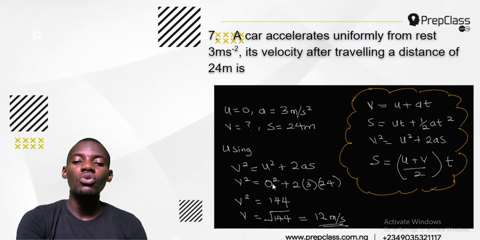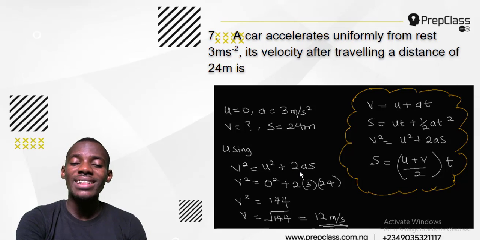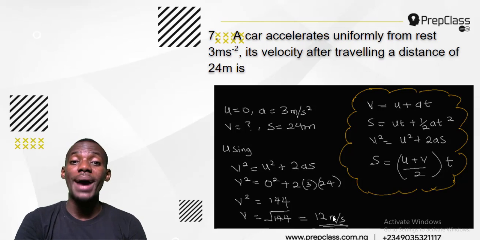So my U square is 0. Then my 2 is 2, my acceleration is 3, and my S is 24. So my 0 square is 0, 2 times 3 is 6, 6 times 24 is 144. V square is 144. Then the square will go over and become root 144, and that is 12 meters per second.